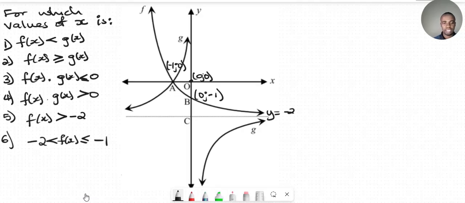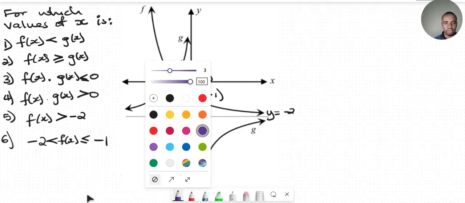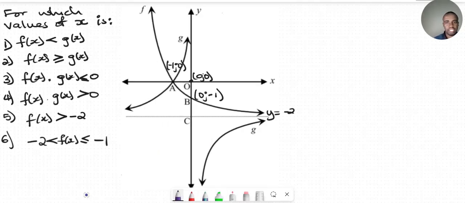Now let us answer the questions that are given. Question number 1 is asking for which values of x. Keep in mind our answers are going to be values of x written in interval notation, set builder, or even on a number line, whatever the case may be. Which values of x is f of x less than g of x?